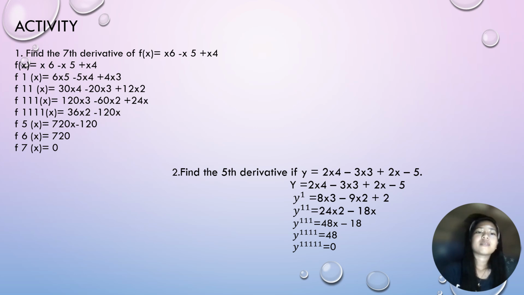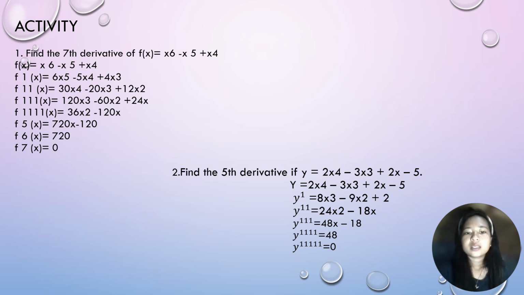Then the fourth derivative of this is 360x squared minus 120x. Then the fifth derivative of this is 720x minus 120. Then the sixth derivative is 720. Then the seventh derivative is 0. So the seventh derivative of the given function, which is x raised to 6 minus x raised to 5 plus x raised to 4, is 0.